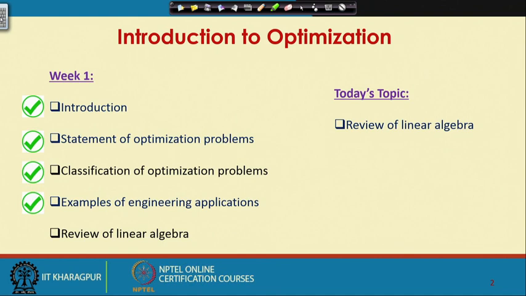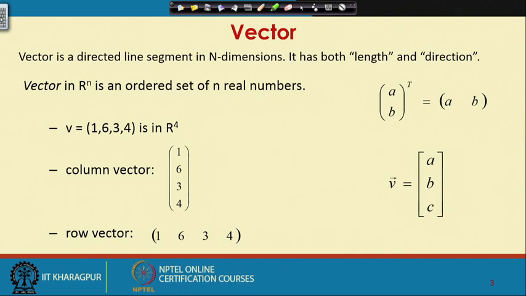So, today we will start our review on linear algebra. During our discussion on review on linear algebra, we will essentially talk about vectors and matrices. So, today we will talk about vectors and various vector operations.